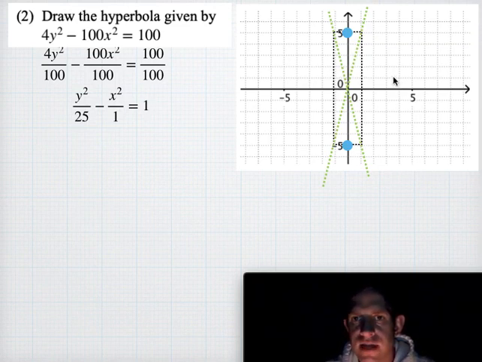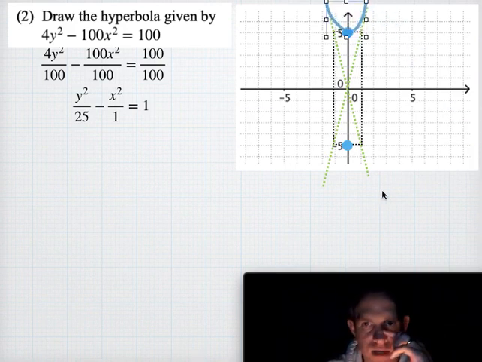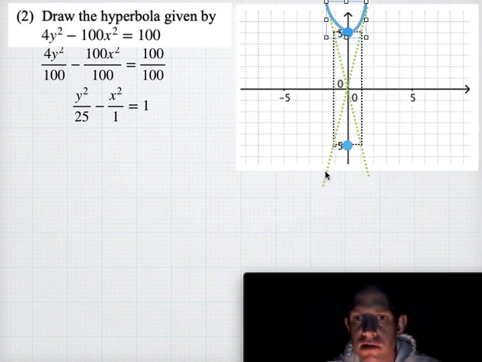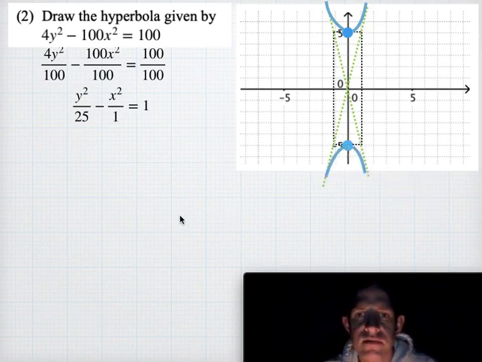And now, because it's a vertically oriented hyperbola, excuse me, it's going to come down along this asymptote, just touch the vertex here, and then go back up. And so it might look something like this on top. And similarly on the bottom, it's going to come up along this asymptote, just touch the vertex and turn back around again. And so it'll probably look something like that.